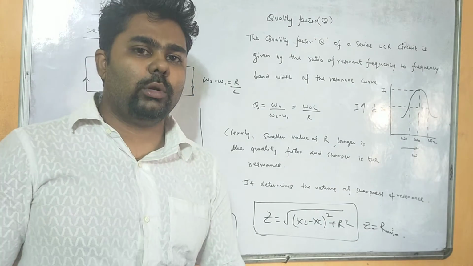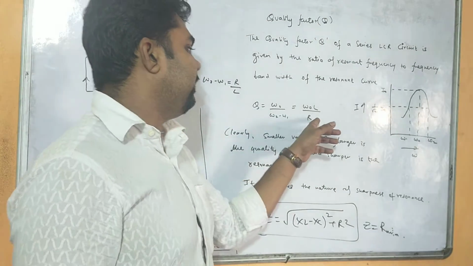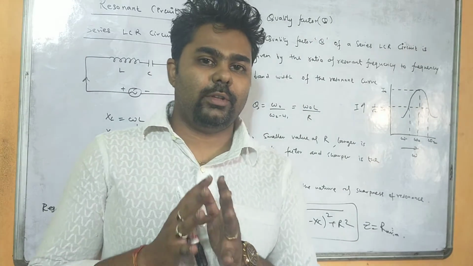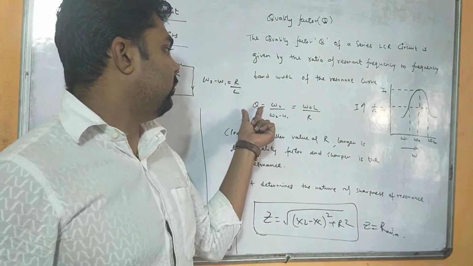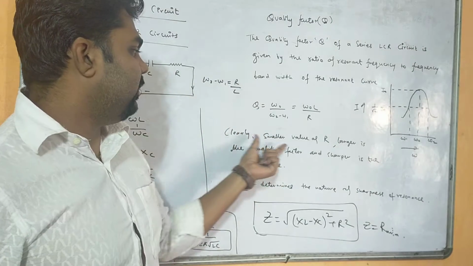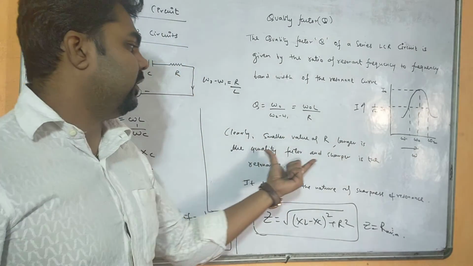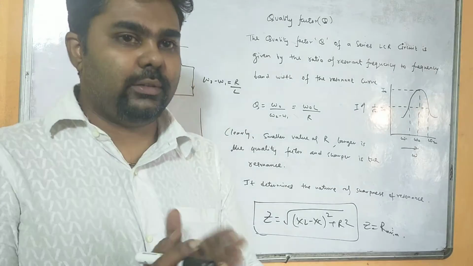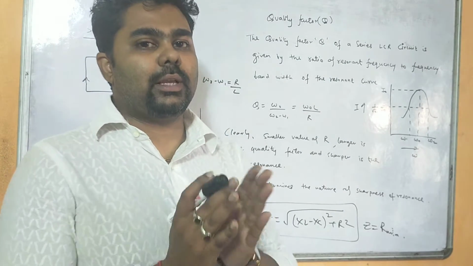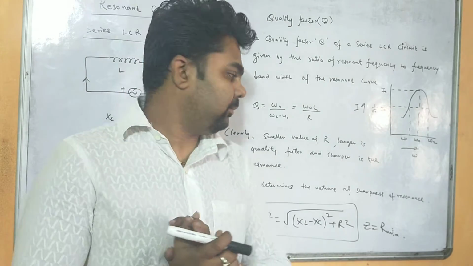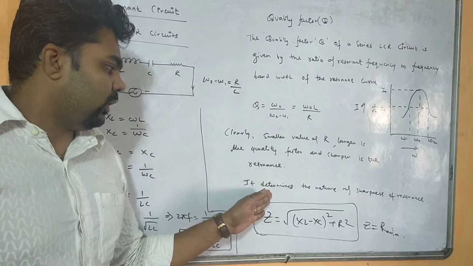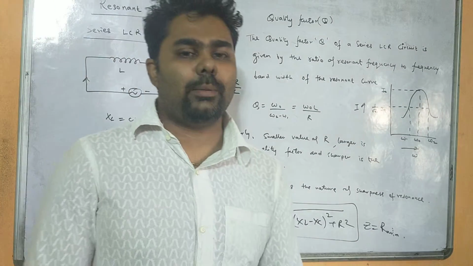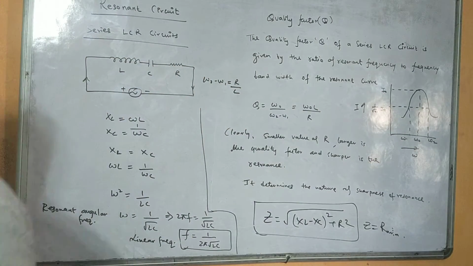So from the formula it is clearly seen that if the resistance, or the impedance, is very less, then the quality factor will be very high. So clearly, the smaller the value of R, the larger is the quality factor and the sharper is the resonance, and more nicely this inductive reactance and capacitive reactance will get matched up, right? So this is what quality factor determines. It determines the nature of sharpness of the resonance.